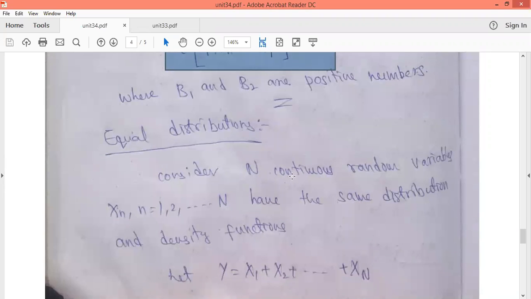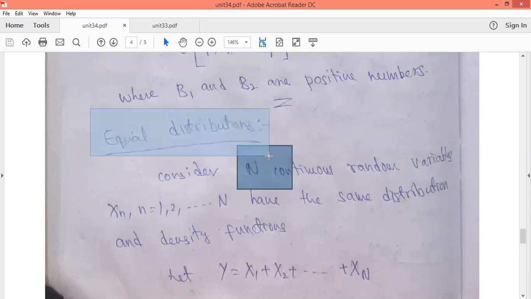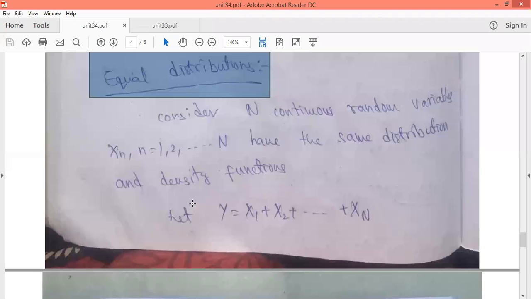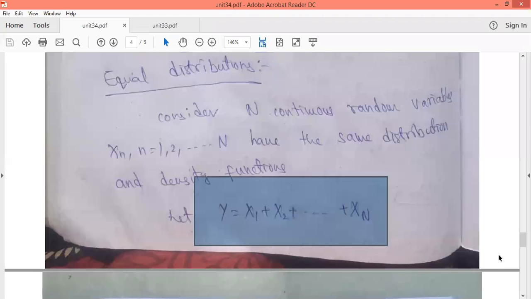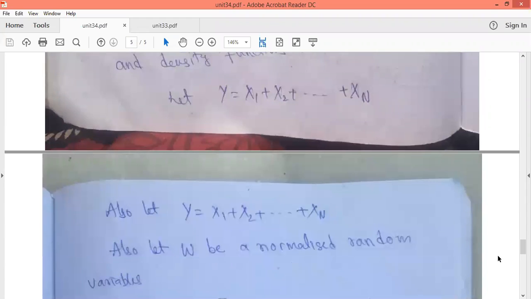Now we'll discuss the case for equal distributions. In the case of equal distributions, each random variable has the same distribution. We have considered n random variables, and all these random variables will have the same distribution and density functions. That is why it is called equal distribution. Then what is y here? Y will be the sum of n random variables: y is equal to x1 plus x2 plus so on xn.